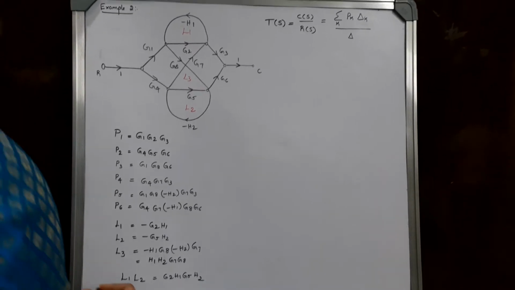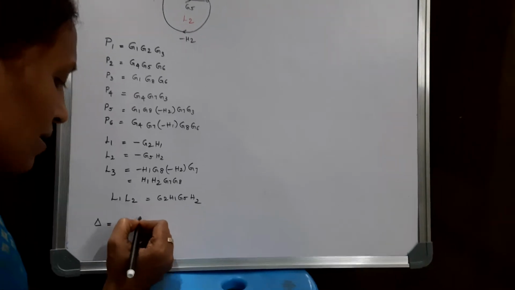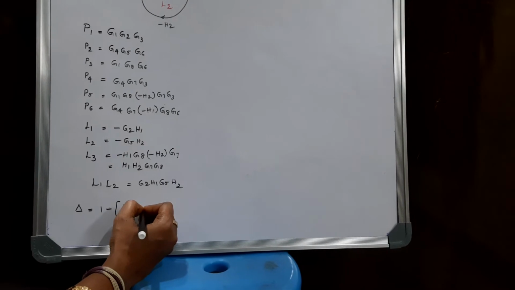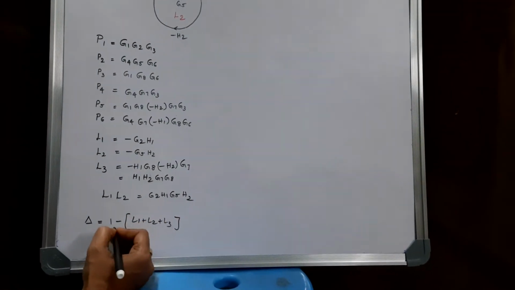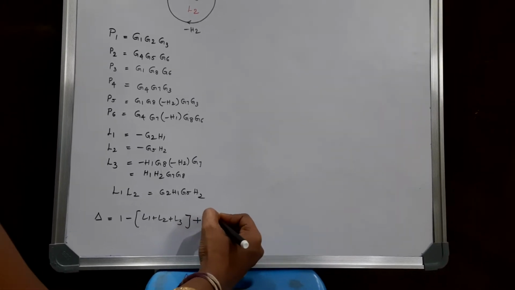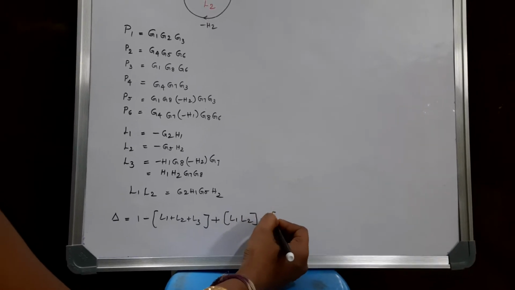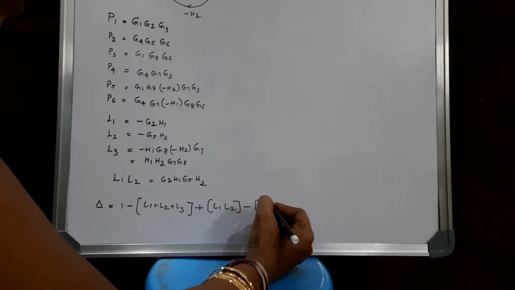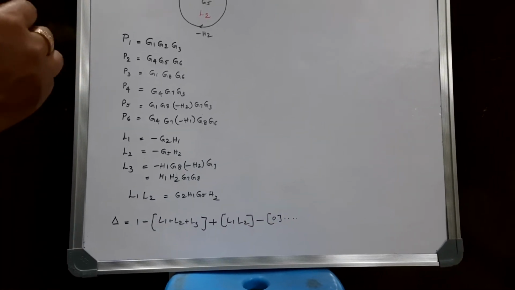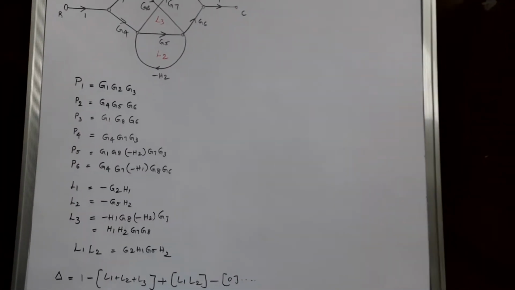Now we need to determine what delta is. By definition, delta is given by 1 minus summation of loops. So the loops will be L1 plus L2 plus L3. If it is minus, then it will be plus. Now the summation of non-touching loops: L1, L2. Then again minus summation of non-touching loops taken 3 at a time. There is no such combination. So whatever we get next will be 0, here and afterwards.